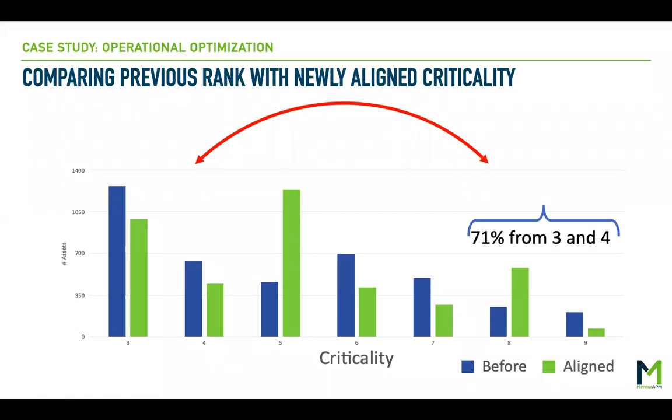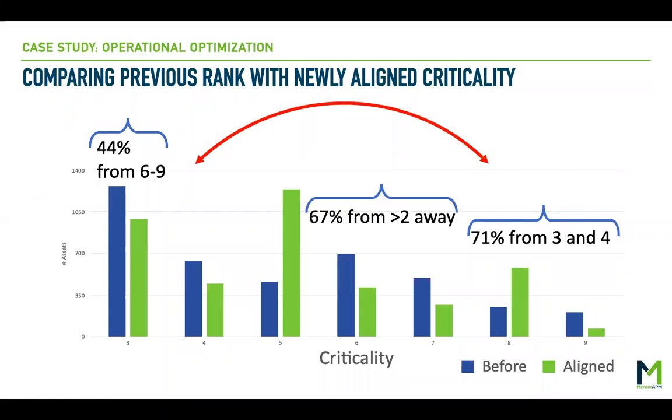71% of the assets now scaled at 8 or 9 came from a 3 or 4 previous ranking. And 44% came from 6 to 9 down at the bottom. What this is saying is that 71% of the assets that are actually posing a significant risk or that are actually critical were previously deemed insignificant. Similarly, 44% were deemed very, very significant and actually are not. And then there was a bunch of shuffling that took place in the middle as well.